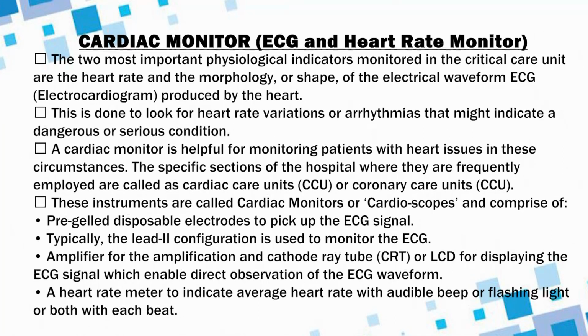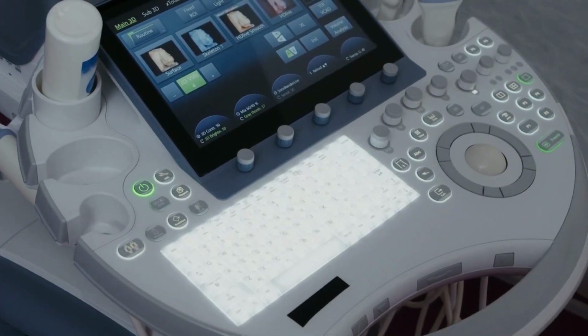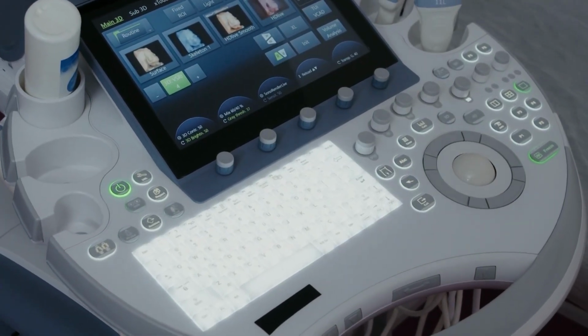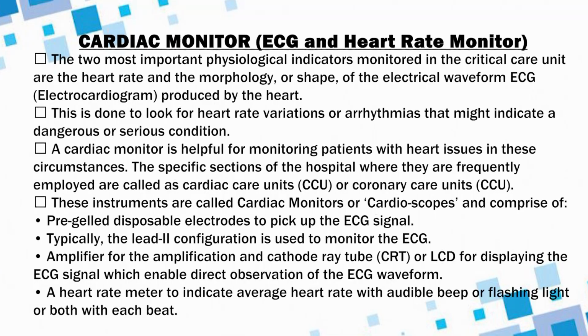The specific sections of the hospital where they are frequently employed are called cardiac care units, CCU, or coronary care units, CCU. These instruments are called cardiac monitors or cardioscopes and comprise pre-gelled disposable electrodes to pick up the ECG signal.